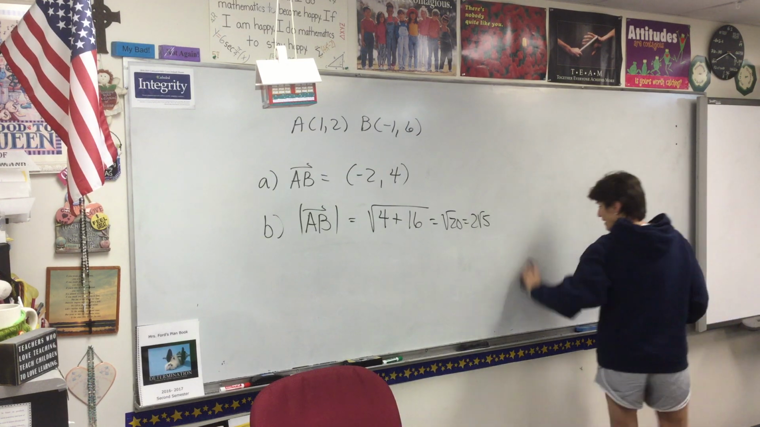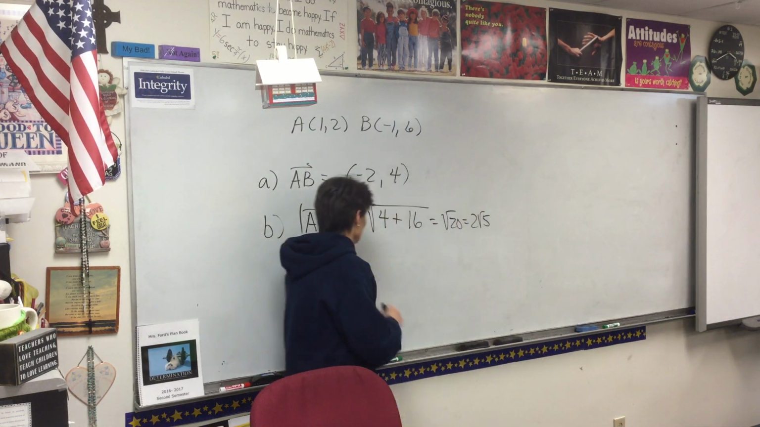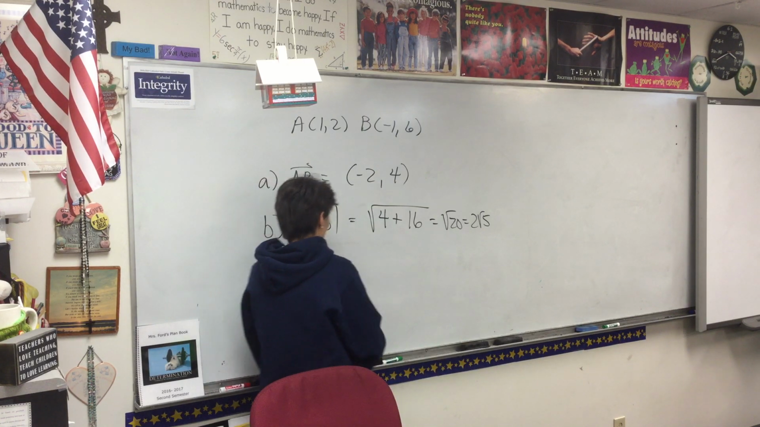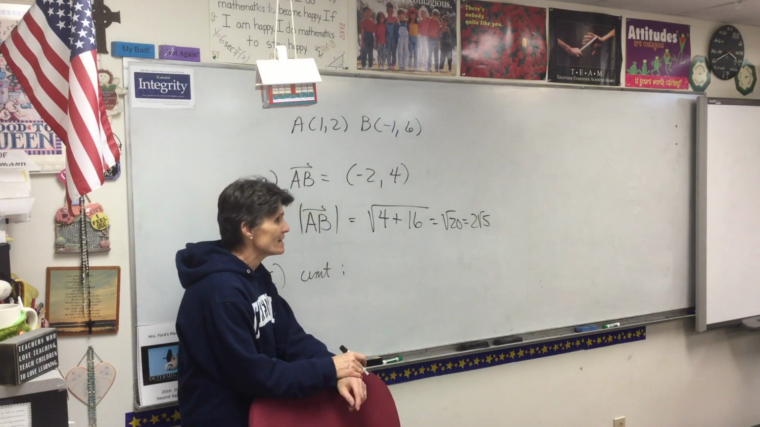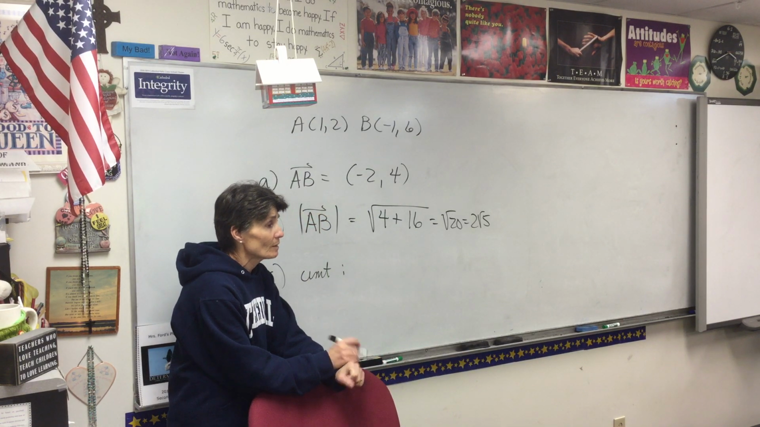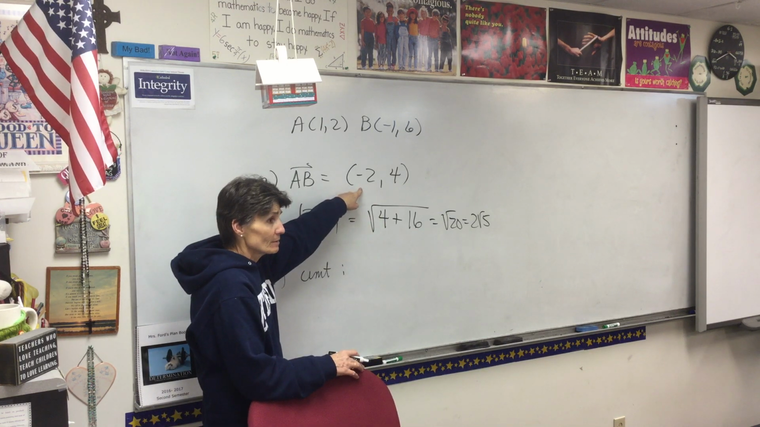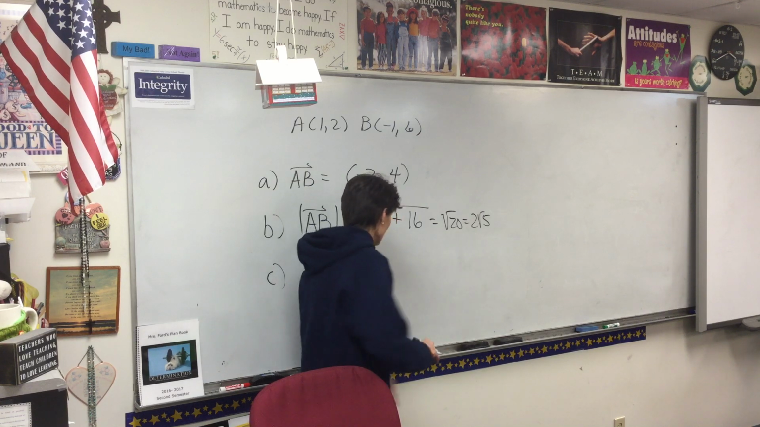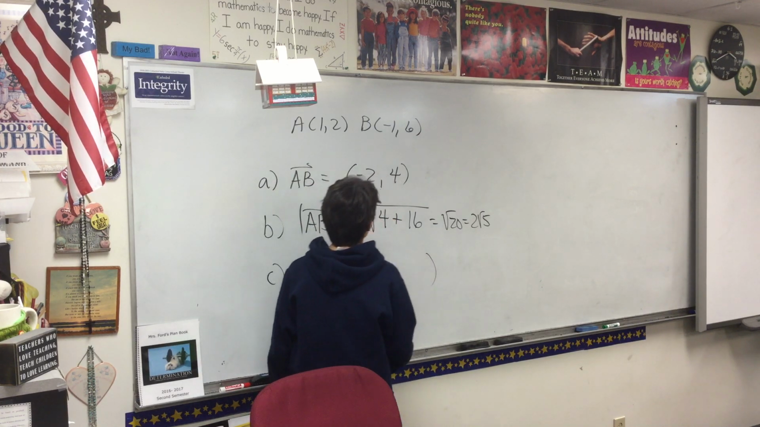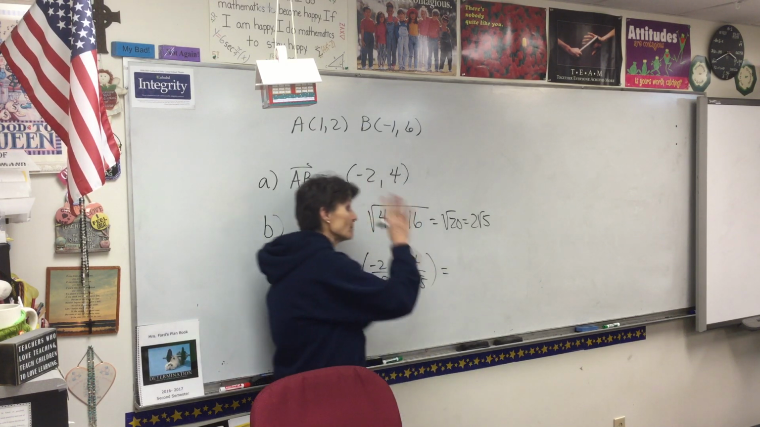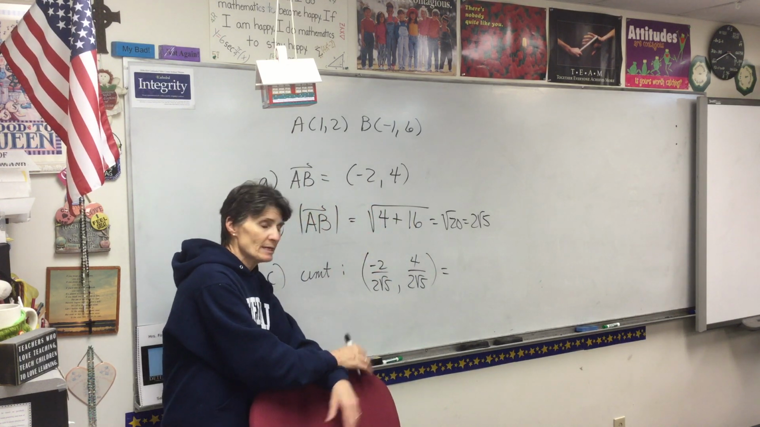Next question. Find the unit vector. How do we find the unit vector? This is so easy. Just remember how to do it. We take this guy right here and divide it by the magnitude. So it's the coordinates of the vector, which are -2, 4, divided by the magnitude. And then simplified however you need to simplify it.